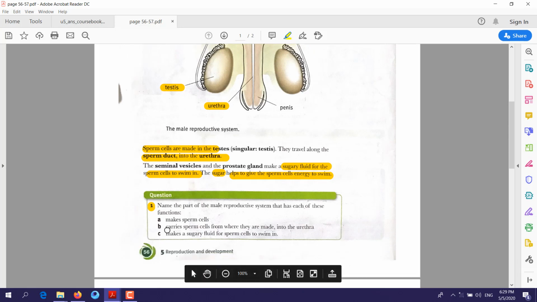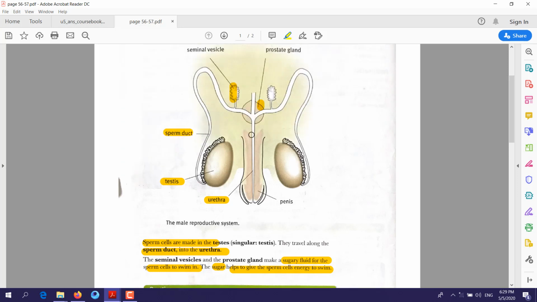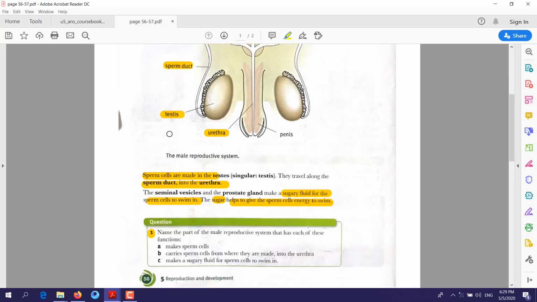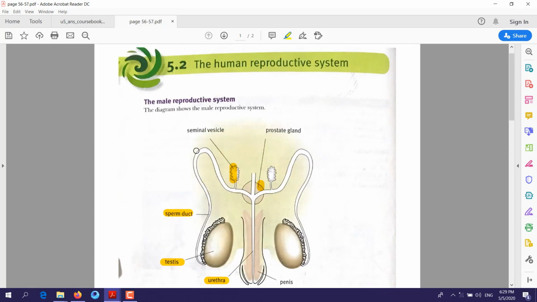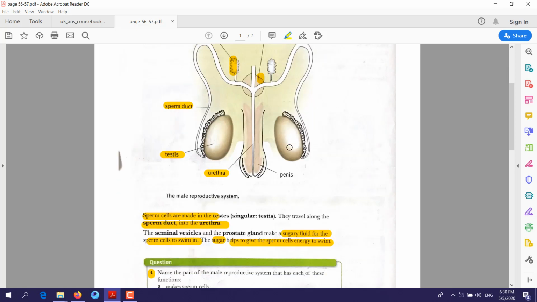B. Which part is responsible for carrying sperm cells from where they are made into the urethra? Which part will take the sperm from the testis to the urethra? The answer will be the sperm duct. C. Makes a sugary fluid for sperm cells to swim in. Which part is responsible for making this sugary fluid? The answer will be the seminal vesicle and prostate gland.